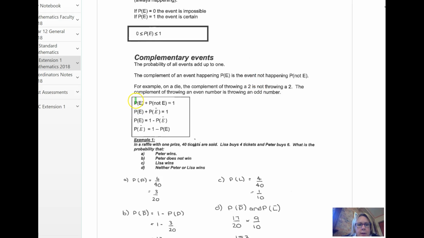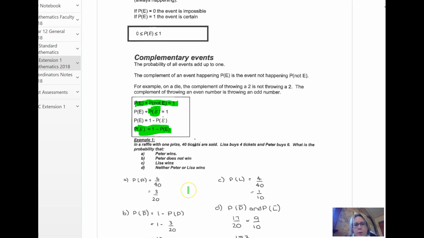And we can write it a number of ways. We can say the probability of an event plus the probability of it not happening has to equal 1. Or we can use the notation E with the line above it, and you know that the probability of it not happening is 1 minus the probability of it happening, and vice versa.